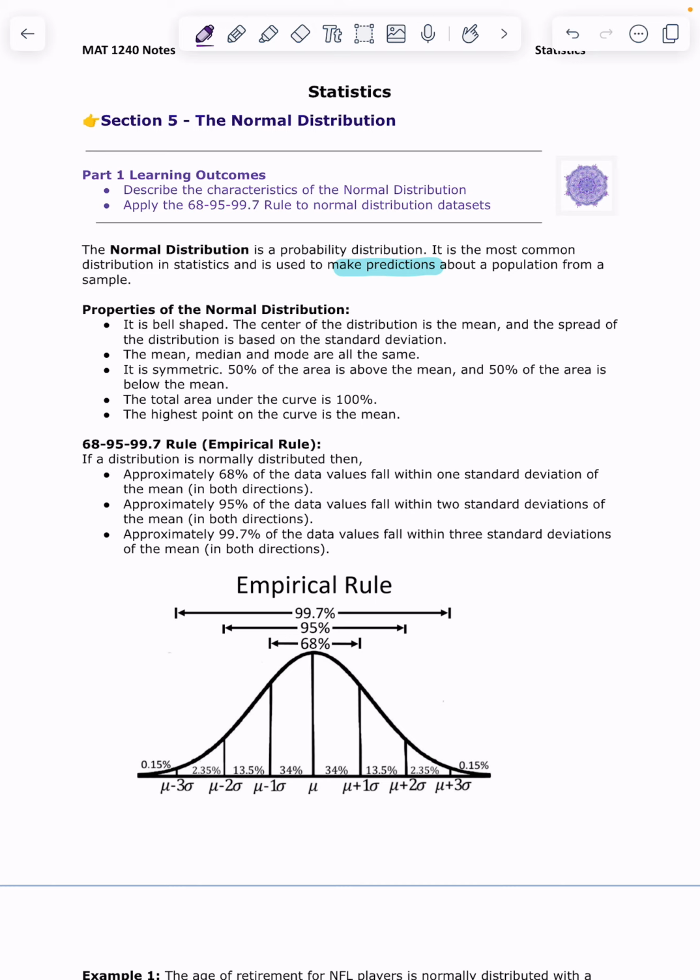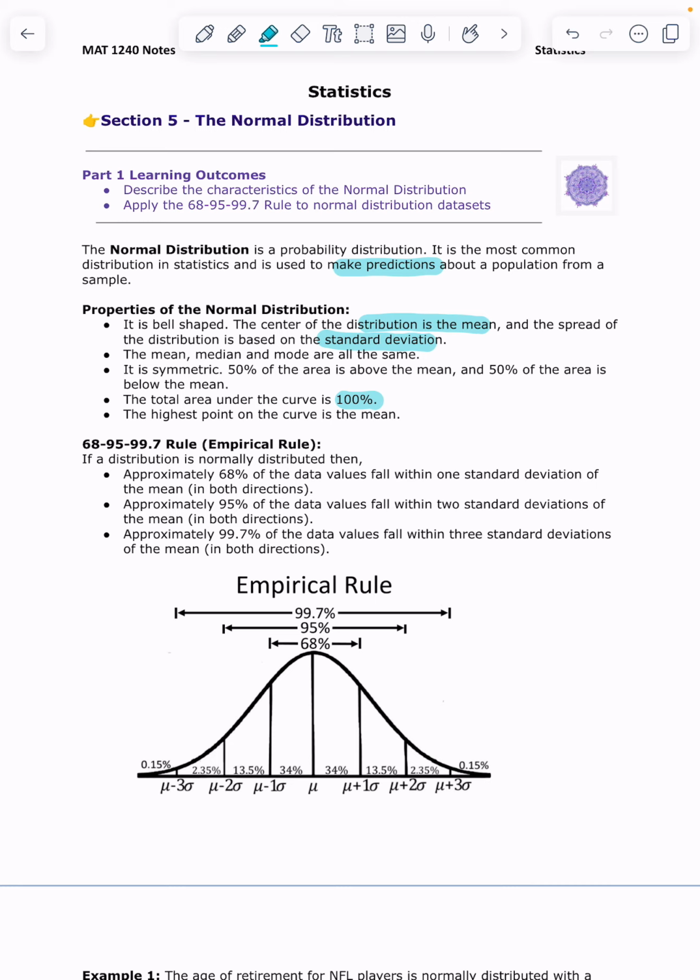So what are the properties of a normal distribution? Well, it's bell-shaped, as you can see in the picture below. The center of the distribution is the mean, and the spread of the distribution is based on the standard deviation. The mean, median, and mode are all the same. It is symmetric. 50% of the area is above the mean and 50% is below. The total area under the curve is 100%. Can't go over, can't be under. And the highest point on the curve is the mean.